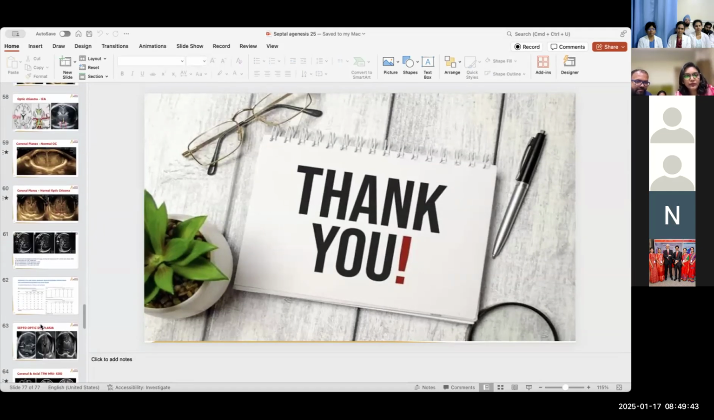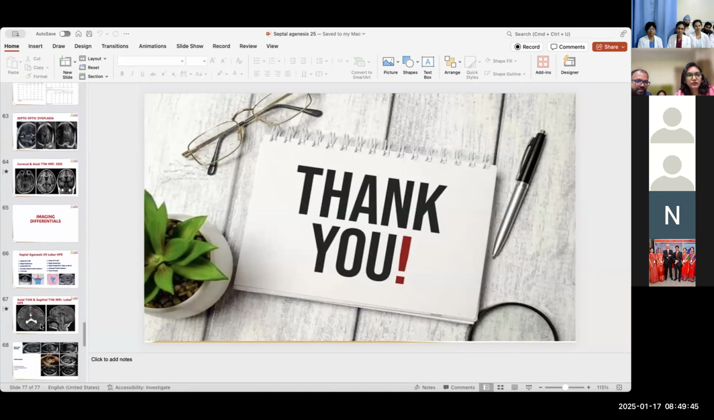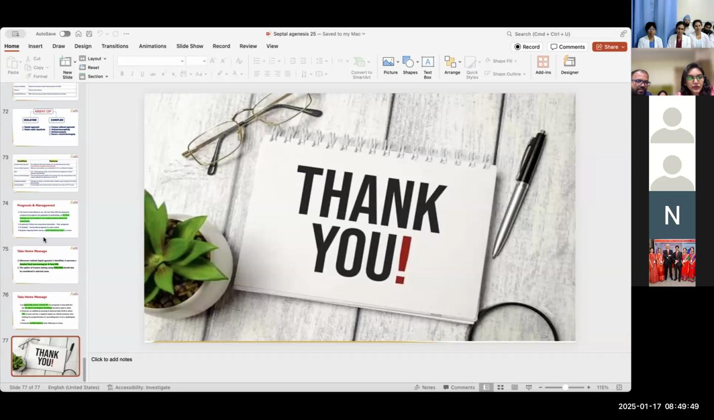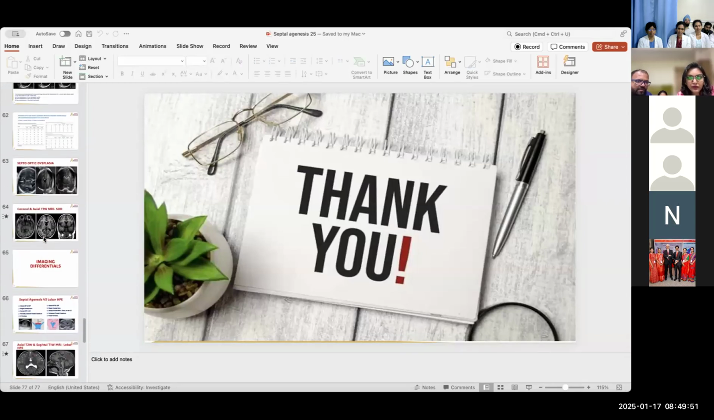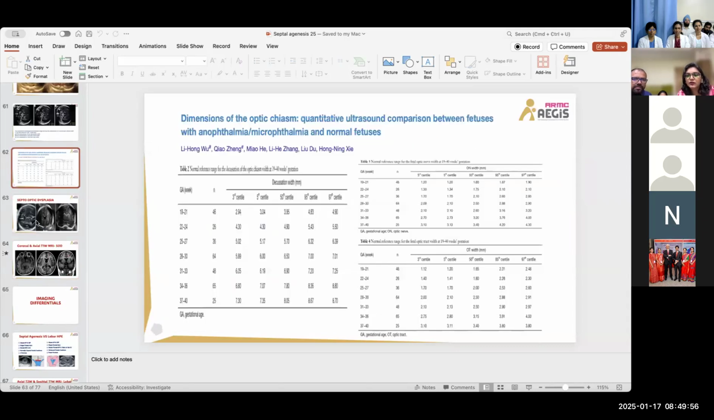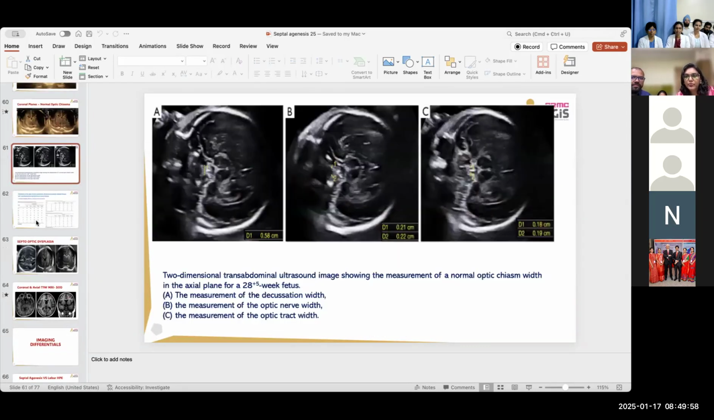Welcome, Amuda. This image? Can we show this image? Which one? The MRI. The MRI, this is the one.